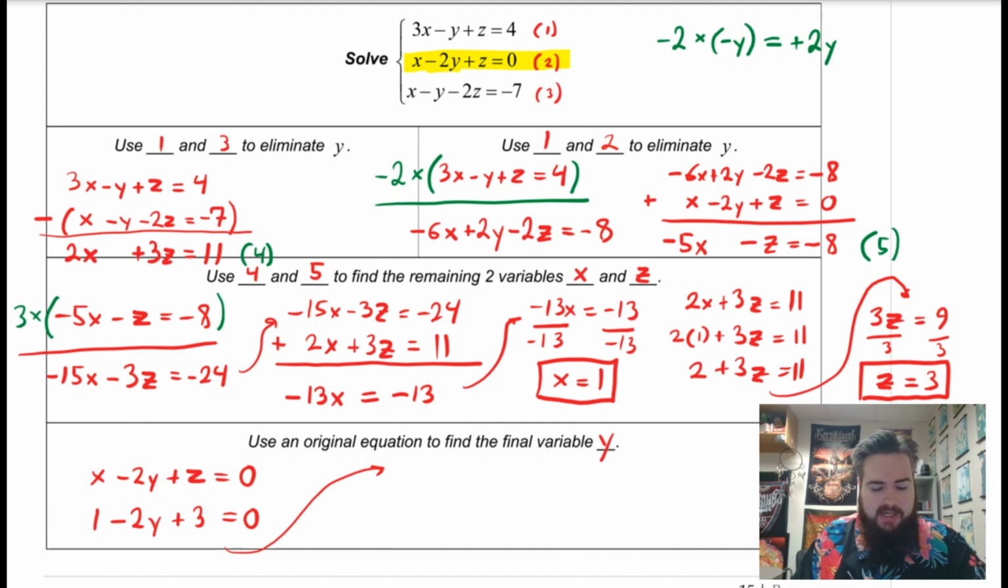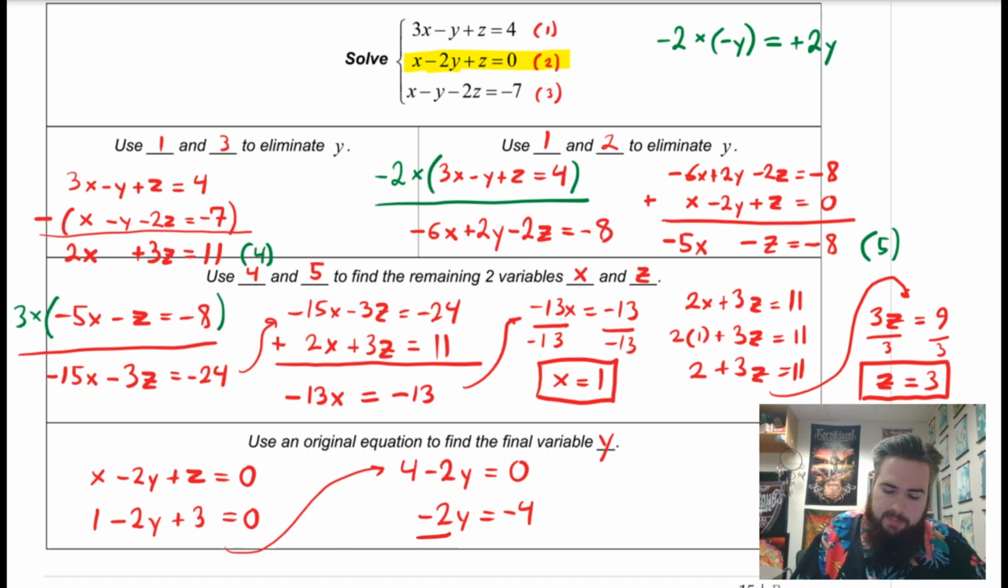I will combine the like terms. The constant terms of 1 and 3 will make a total of 4 minus 2y equals 0. I can subtract 4 on the other side to get negative 2y equal to negative 4. And lastly, I can divide everything by negative 2 in order to get a final answer of y to equal negative 4 divided by negative 2 is positive 2.